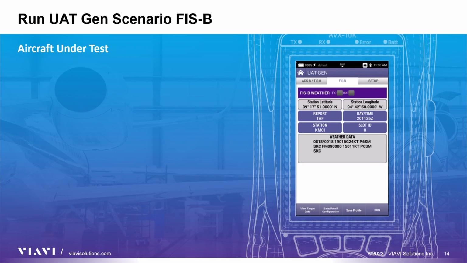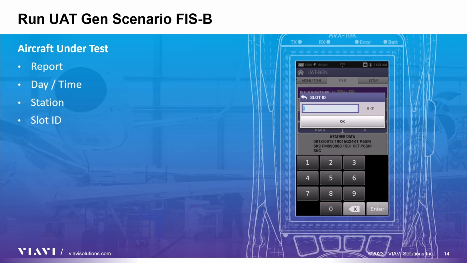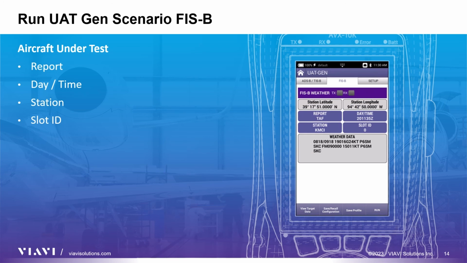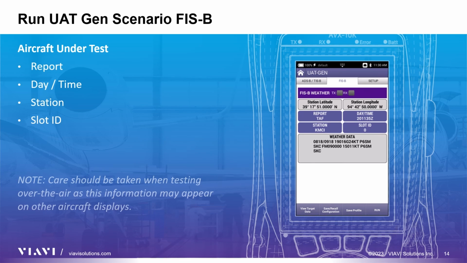For UAT equipment, the FISB data can also be tested. Click on the FISB tab and set your transmitted FISB information according to your needs. The report field can be toggled between METAR and TAF. Set your day, time, station, and slot ID as needed. Once everything is set up, press the run key to start the scenario. If the aircraft is configured properly, the FISB data should be displayed on the aircraft under test. Once satisfied that the aircraft unit under test is operational, press stop to complete the test.